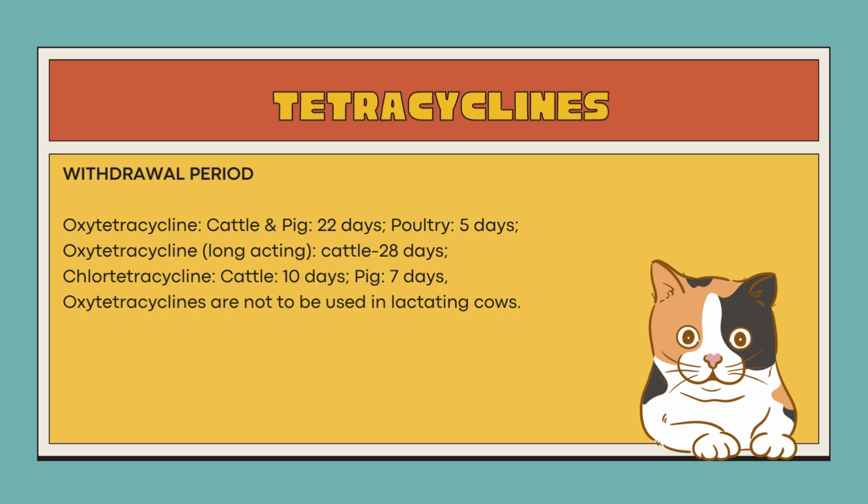For the last slide, we have the withdrawal periods. For oxytetracycline, cattle and pig, 22 days, and for poultry, 5 days. In the use of oxytetracycline, a long-acting drug in cattle, it is 28 days, and for the use of chlortetracycline in cattle, it should be 10 days, and pigs 7 days. And oxytetracyclines are not to be used in lactating cows.